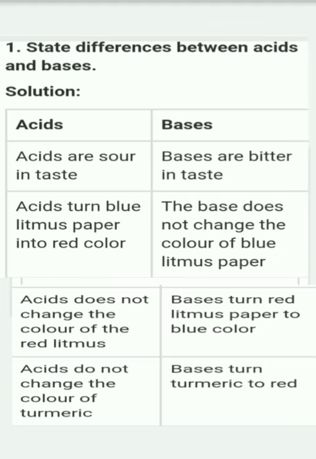Write the difference between acids and bases. Acids are sour in taste, bases are bitter in taste. Acids turn blue litmus paper red, but bases do not change the color of blue litmus paper. Acids do not change the color of red litmus paper. Bases turn red litmus paper blue. Acids do not change the color of turmeric. Bases turn turmeric red in color.